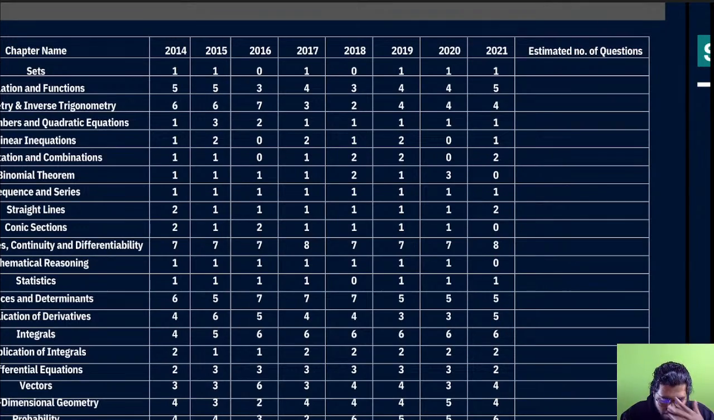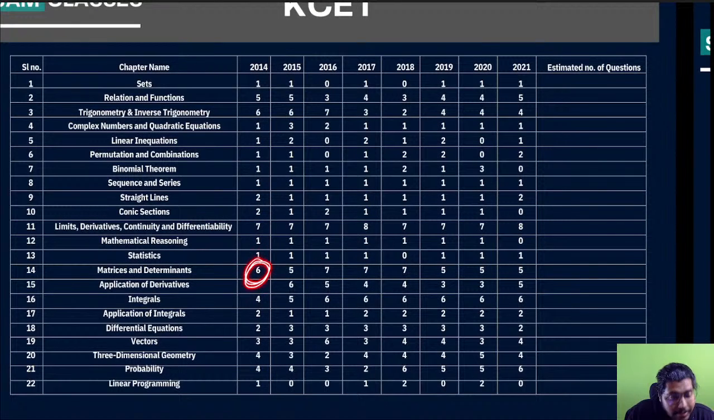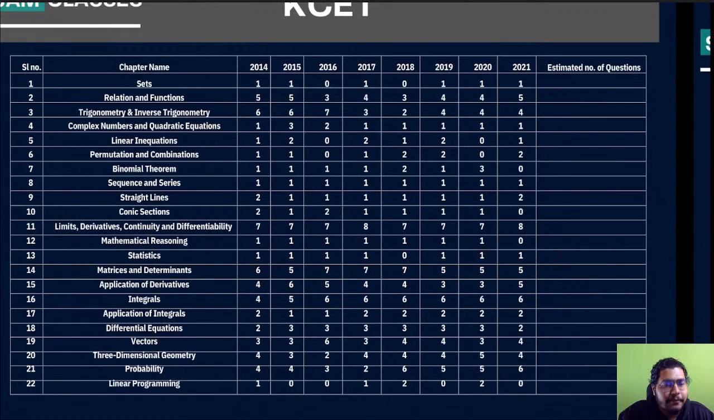Hello, Raja. So what we have here is, in 2014 we got 6 questions in matrices and determinants. 2015, 5. 2016, 7. 2017, again 7. 2018, again 7. 2019, a bit less, 5. 2020, a bit less, 5. 2021, again 5. So can we say, students, minimum 5 to 7 questions if I am preparing this chapter very properly? From the CET point of view, I can minimum score 5. Minimum 5 questions will come and the questions are easy, damn chill. So 5 to 7 I can easily score, yes or no?